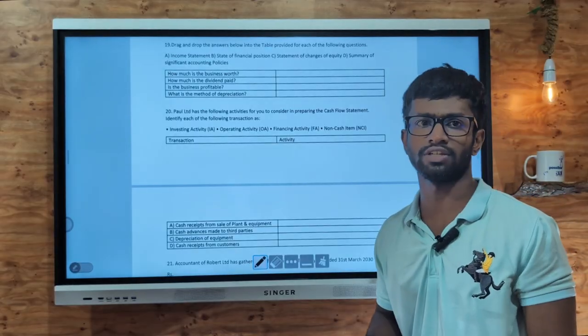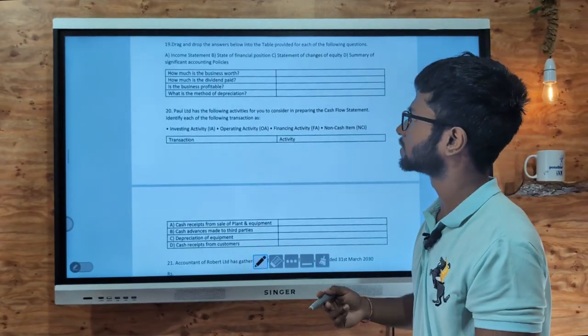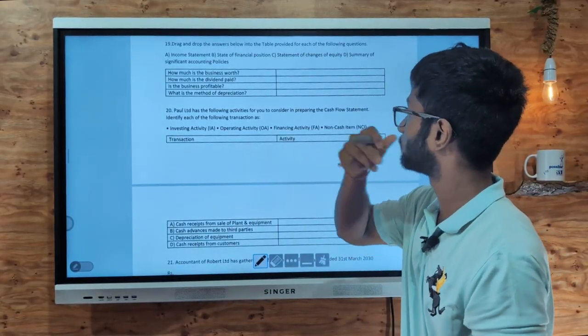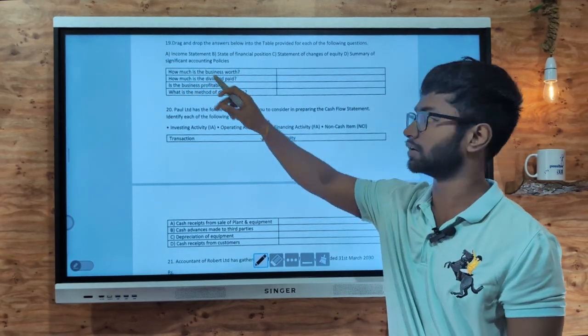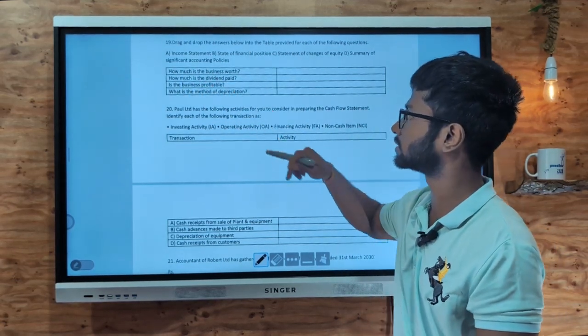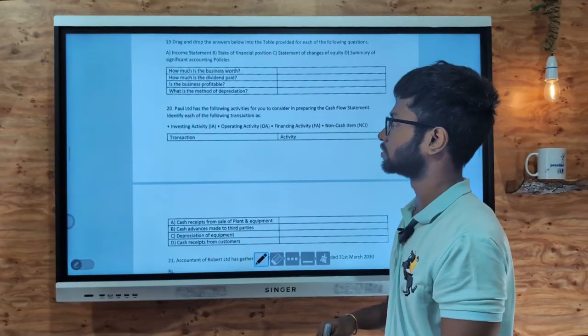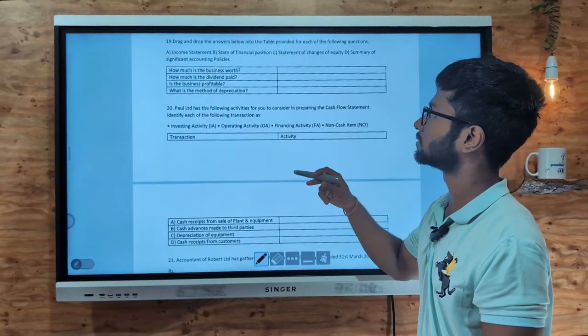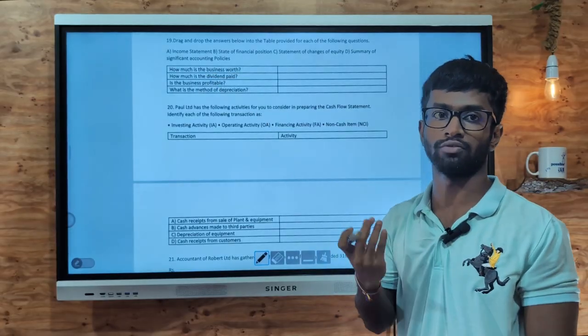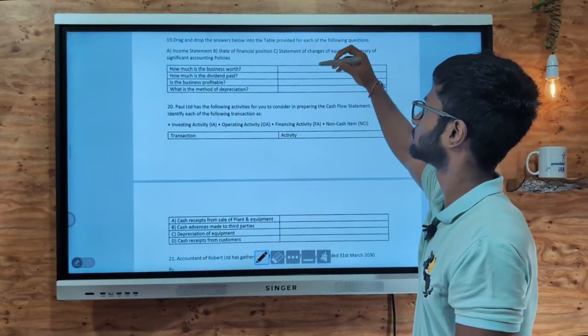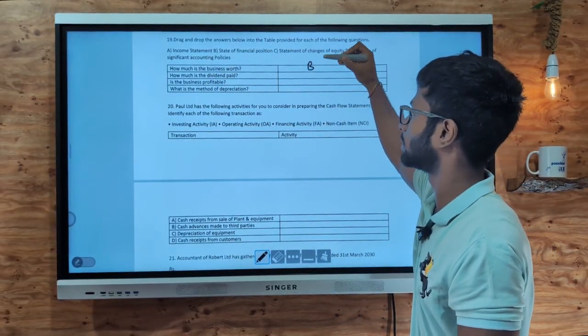In the next set of questions, we have a drag and drop question. So here we have the financial statements. We have to drag and drop over here. So first, how much is the business worth? Your worth you can get from your statement of financial position. What is the current value? Through your equity you can get. So B should come here.